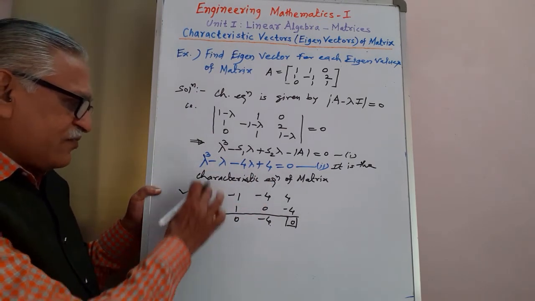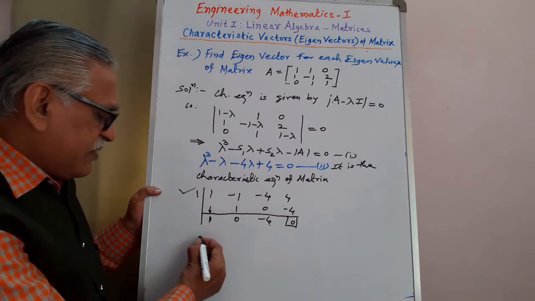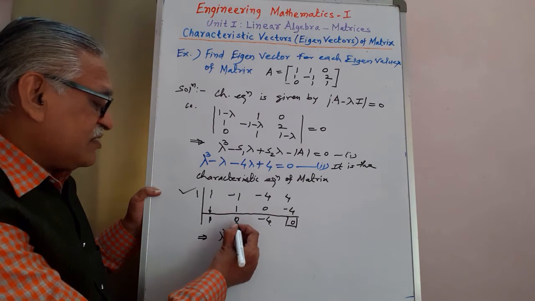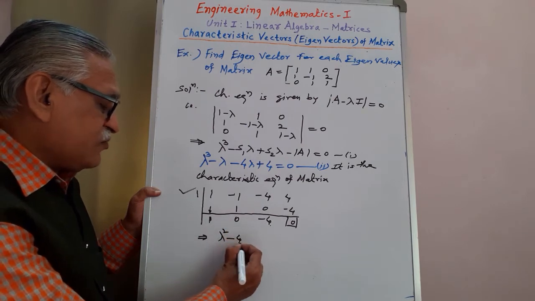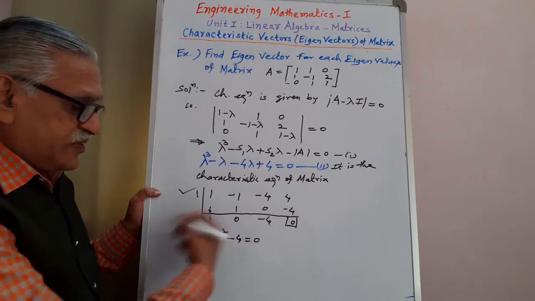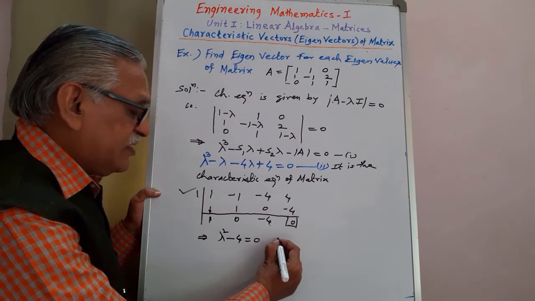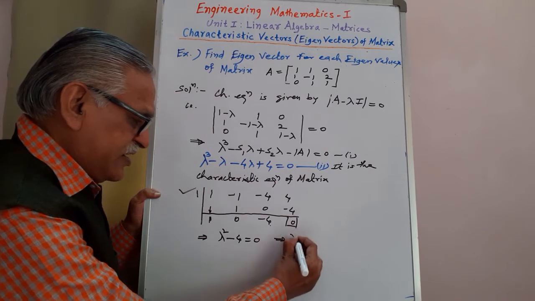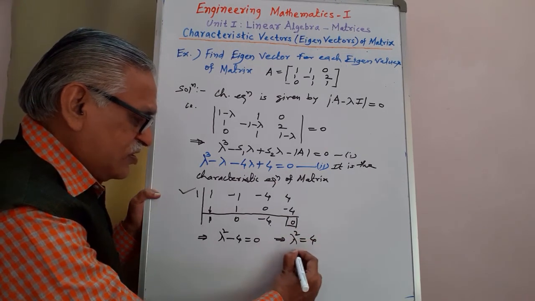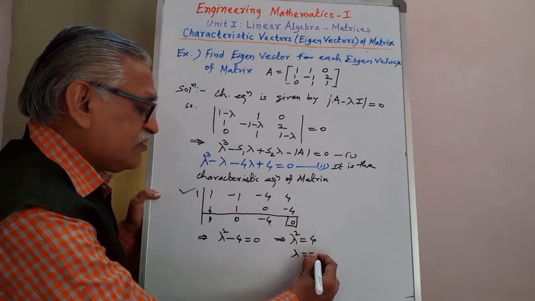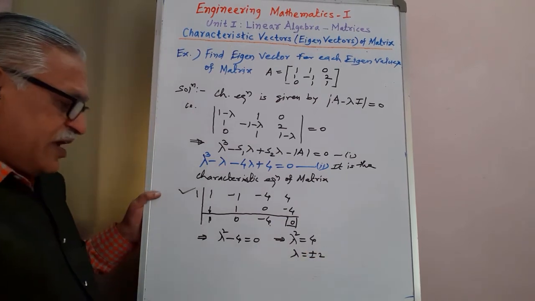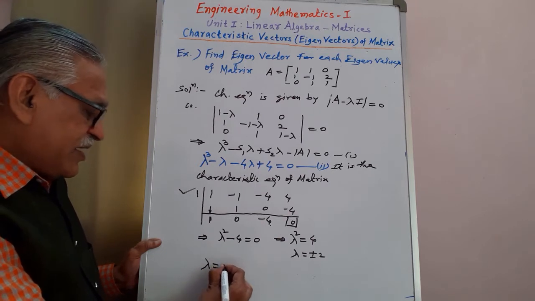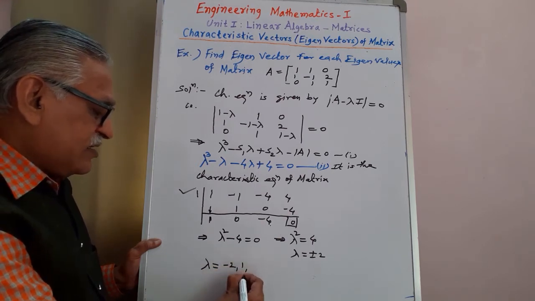If you remove one factor from this cubic equation, the remaining factor is lambda square plus 0 lambda minus 4 equals 0. Transferring to the right hand side, we get lambda square equals 4. Lambda equals plus minus 2. And therefore, the eigenvalues are minus 2, 1 and 2.